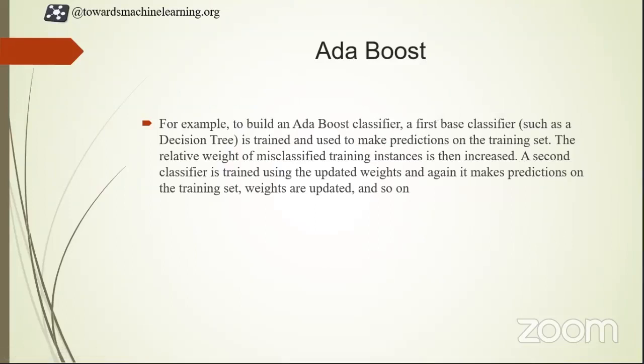For example, to build an AdaBoost classifier, a first base classifier such as a decision tree is trained and used to make predictions on the training set. The relative weights of the misclassified samples are increased and passed to the second classifier, the second weak learner. Then the misclassified weights of the second model are passed to the third model. This is how AdaBoost works.